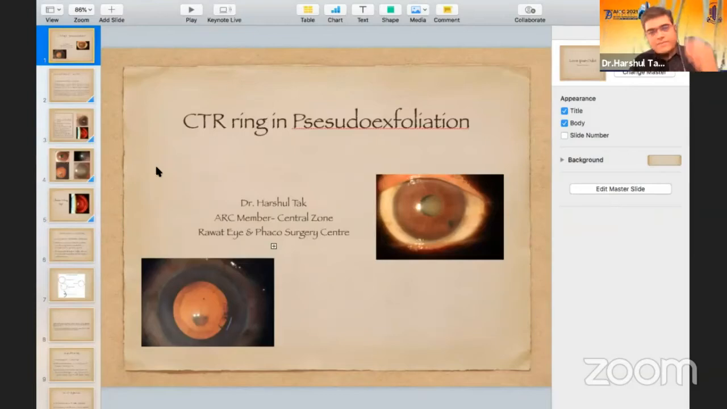On the need of capsular tension ring and other capsular tension devices in cases of pseudoexfoliation.